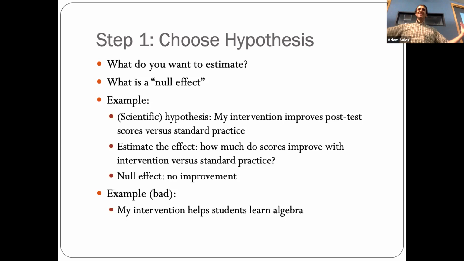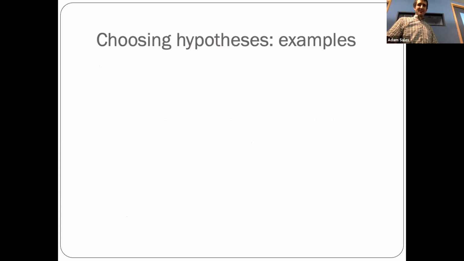Okay, how much does it improve scores? And a null effect would be no improvement. So that's a nice hypothesis. A bad example would be something like, my intervention helps students learn algebra. That's a good place to start, but then you have to be more precise when you're trying to define the data analysis method.